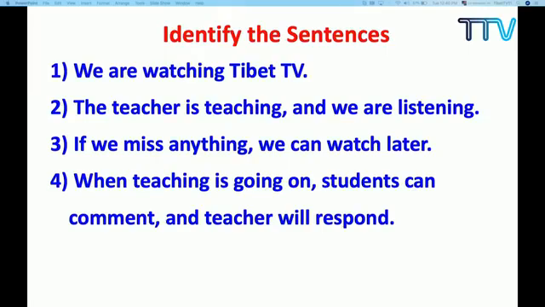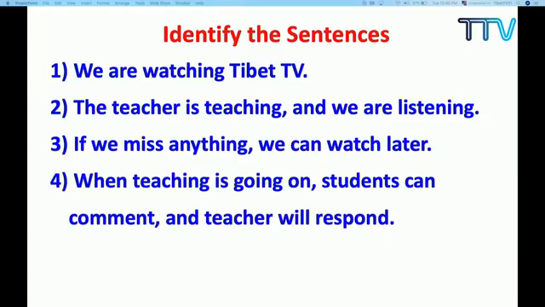Third one: If we miss anything, we can watch later. If we miss anything, we can watch later. What type of sentence is this? And the last one: When teaching is going on, students can comment and teacher will respond. Now I've got four sentences here I want you to identify. Please take your time. I'm not going to hurry. You take your time, go through these sentences and try to identify.